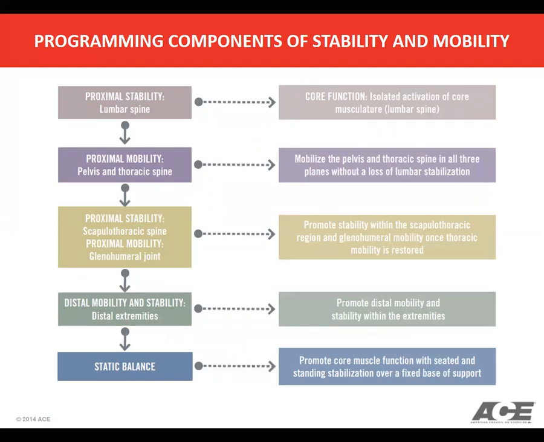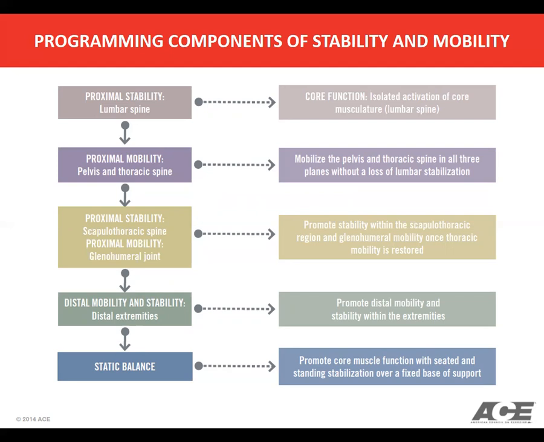So, looking at proximal stability of the lumbar spine, your core muscles typically help to stay aligned there. Mobility of pelvis and thoracic spine. Again, you can work on flexibility. You can work on movements through full ranges of motion using correct movement patterns, and so on and so forth.